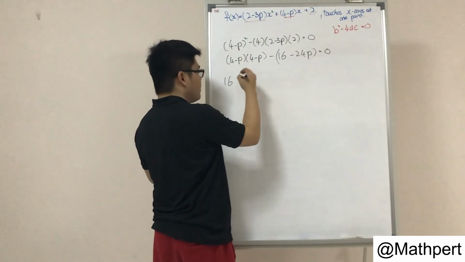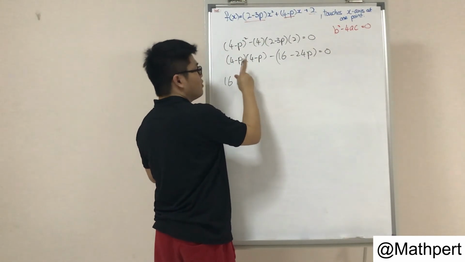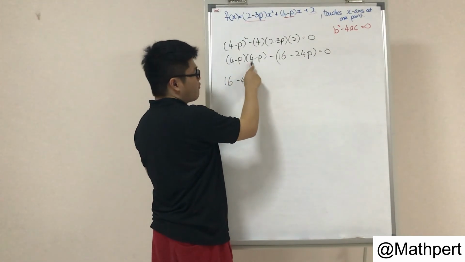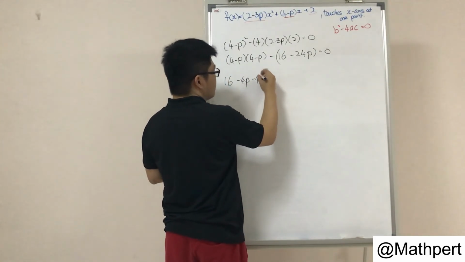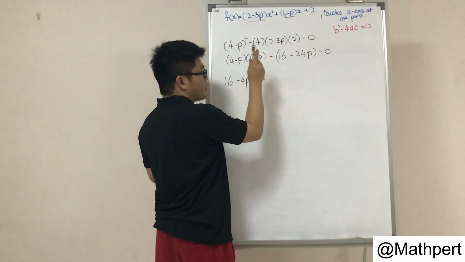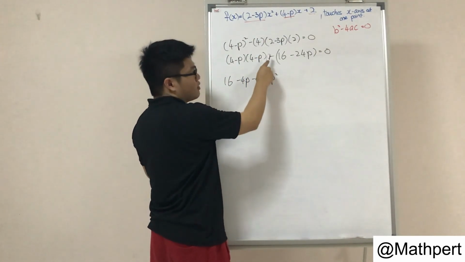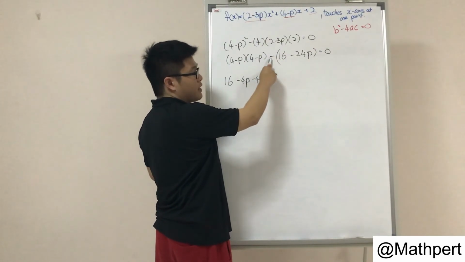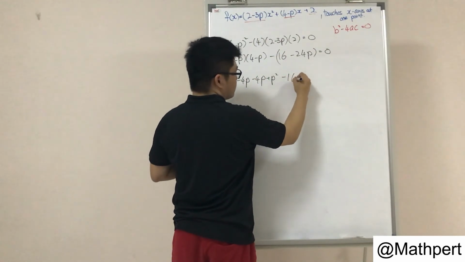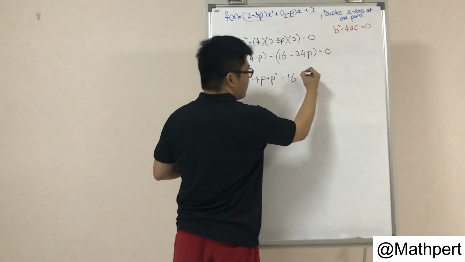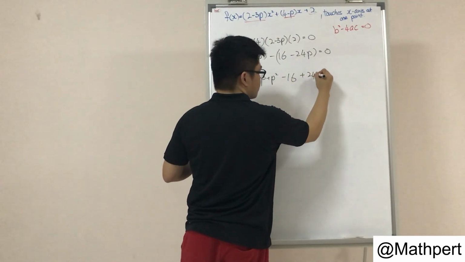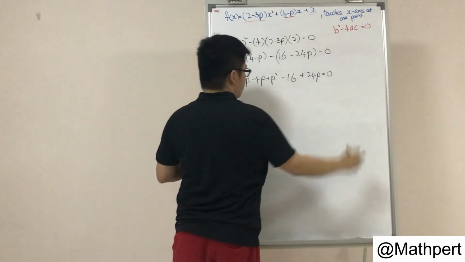4 multiplied by 4 is 16. 4 multiplied by -p is -4p. Negative p multiplied by 4 will be -4p. Negative p multiplied by negative p will be positive p squared. Then positive 16 multiplied by negative 16, negative becomes positive, equals 0.